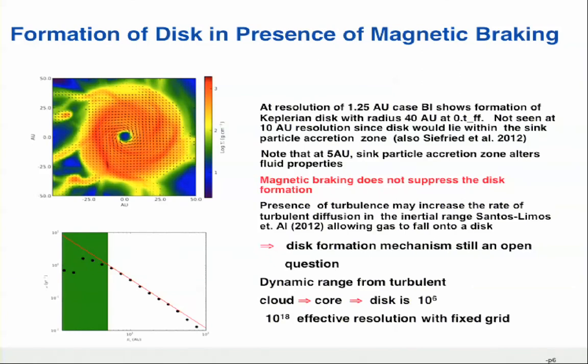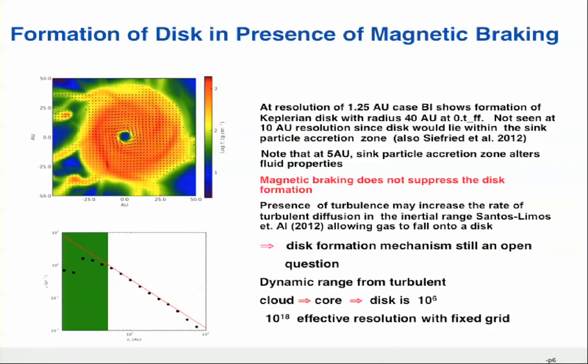We have to see a disk because the disk eventually fragments to give us a smaller system of stars and eventually planetary systems. This disk cannot be seen at resolutions that are typical. You have to go down to about 1 AU to get the disk. What's significant about this is that magnetic fields have been thought for a long time to be so efficient in their magnetic braking that you can't form a disk.